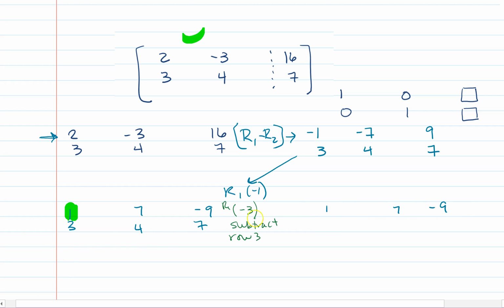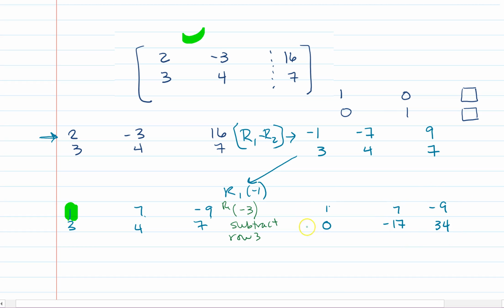It's got a 1. But if I take 1 times -3, I get -3. And -3 plus 3 is 0. If I take the 7 times -3, I get -21. And 4 minus 21 is -17. If I take -9 times -3, I get +27. And when I add that to the 7, I get 34. So again, I multiplied all the values from row 1 by -3 and added it to this row. And here's what I got, which is perfect. I got 1, 0. I don't want to mess that up.